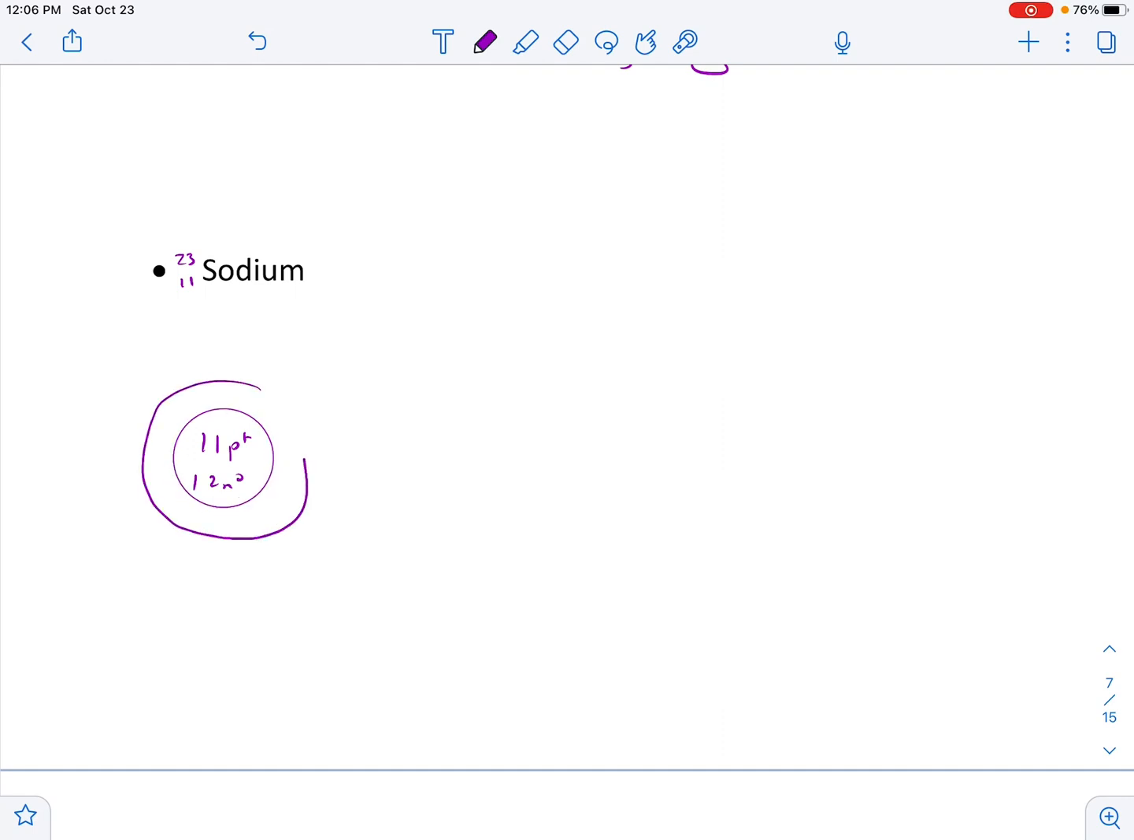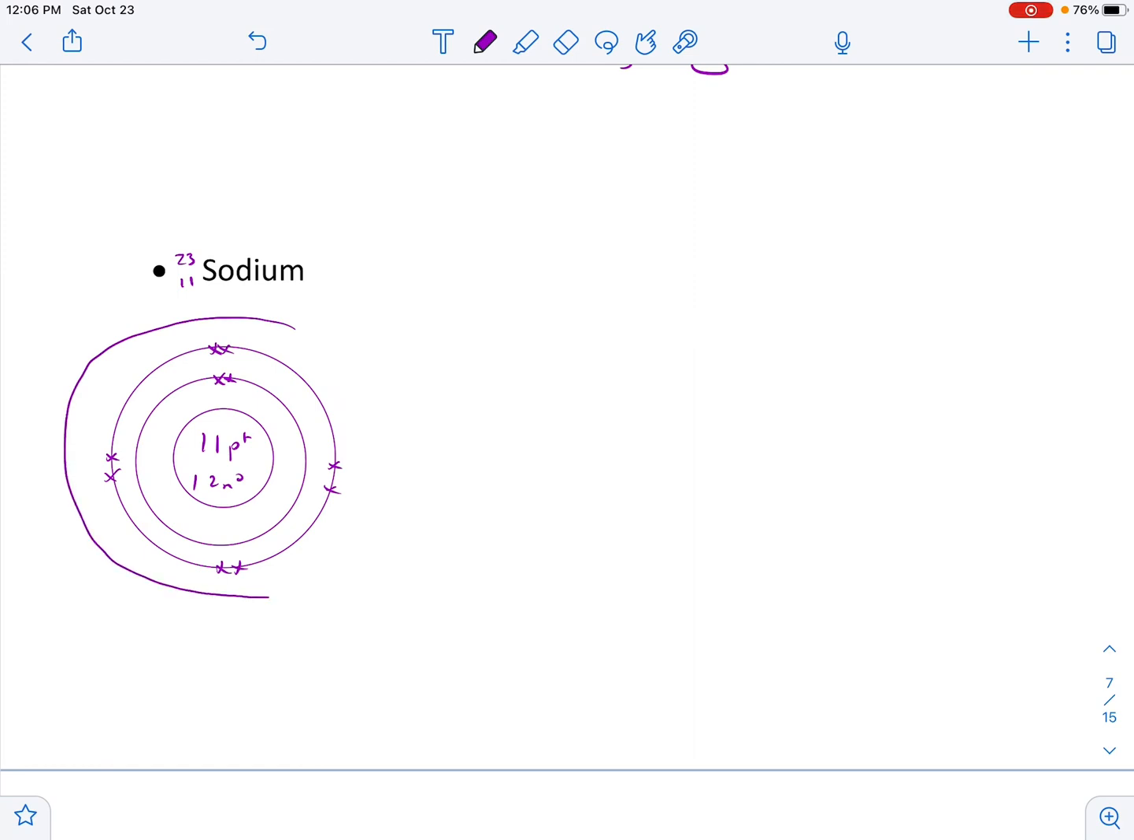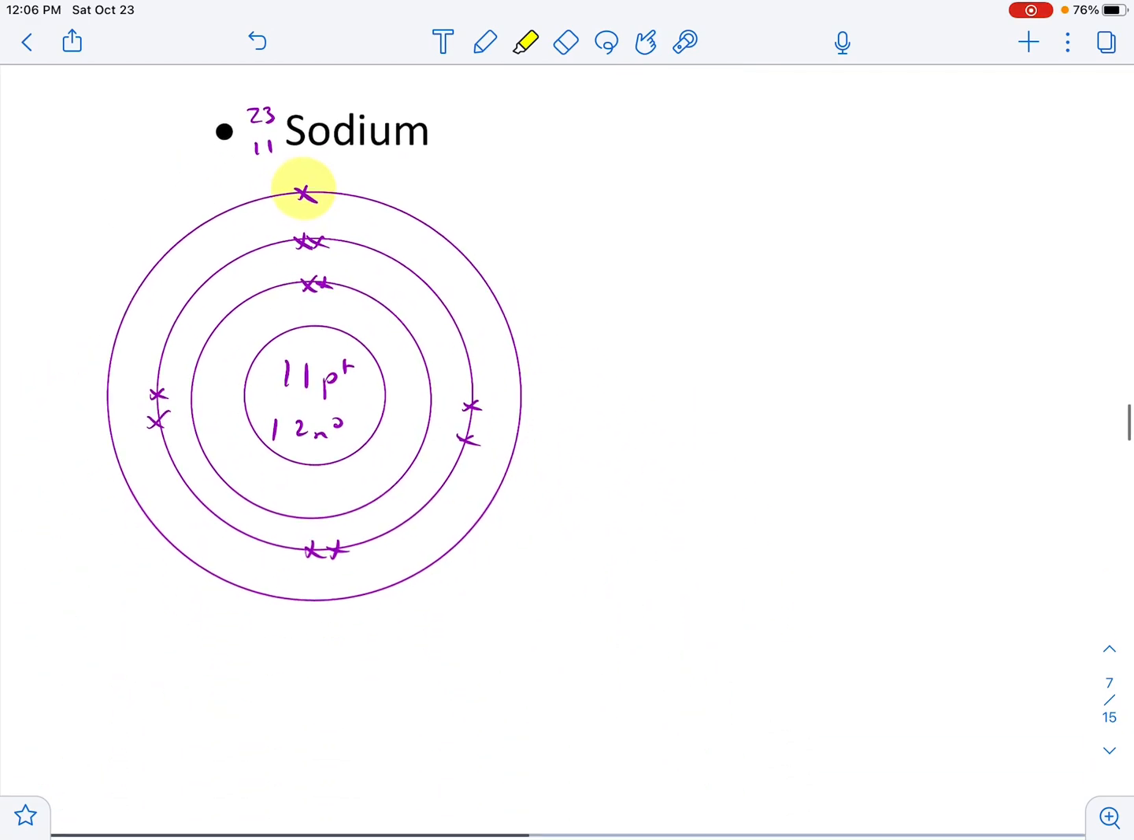So in the first energy level, we have 2. The second energy level, we can have up to 8, which we need all 8. So we'll put our 8 in there. Remember, opposite, opposite, and then double them up. So there's our 8. And then in our last energy level, we have just 1. So sodium has that 1 valence electron.